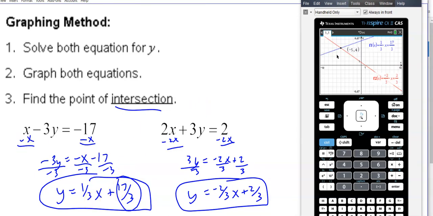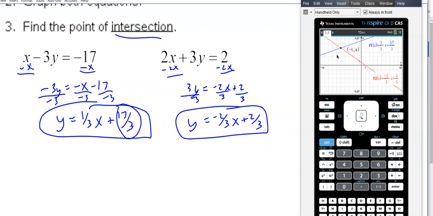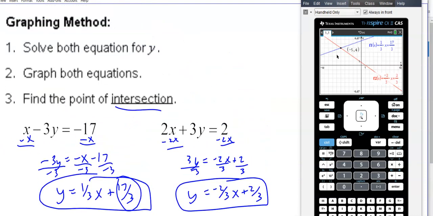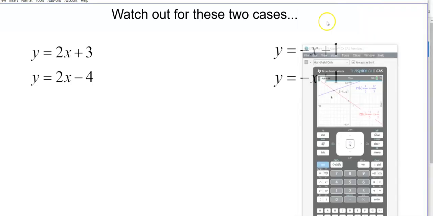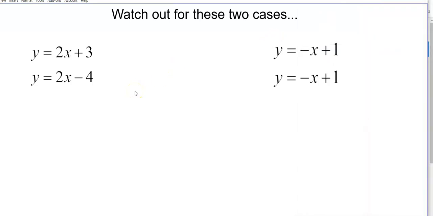Okay, so that is how the method to graph. Again, if it was an easier graph, we might do that on paper and graph it, but this one, calculator for sure. Okay, watch out for these two cases. So you've probably seen these before. You could use elimination or substitution. I'm going to try elimination here.